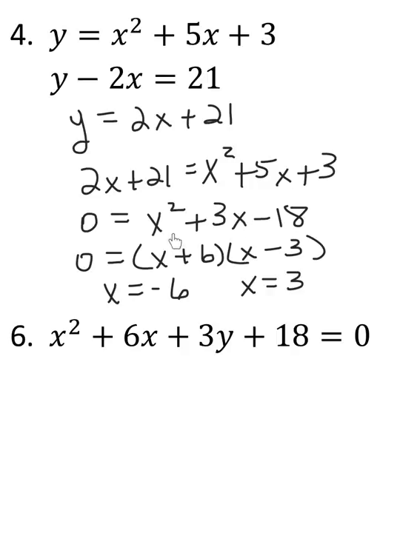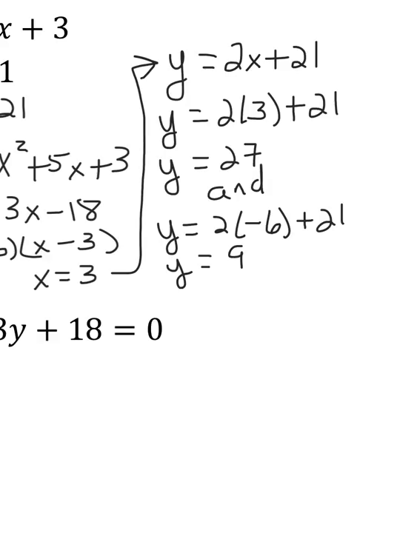So this equation factors out to x plus 6, x minus 3, because these two numbers multiplied together give me negative 18, and they add together to give me 3. When I solve for x, by setting this equal to 0, I get x equals negative 6 and x equals 3. Those are my x values. Now I need to find my y values by plugging these values for x back into one of my equations, and I'm going to use this one.